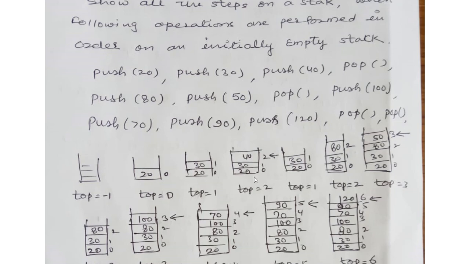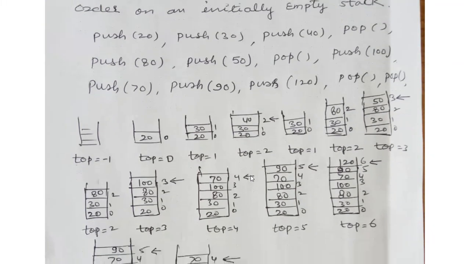Now push 40. So top will become 2. So here 20, 30 and 40. So top is here. I have shown this by an arrow. So top is 2 now after doing this push operation.